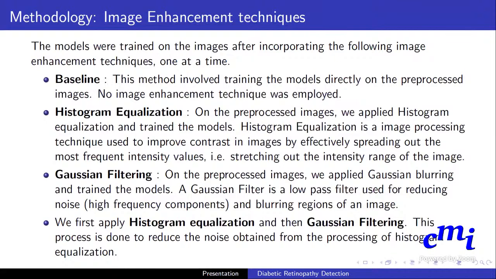Then we move on to histogram equalization. We apply histogram equalization on the pre-processed images. Histogram equalization is an image processing technique that is used to adjust the contrast of an image by using its histogram. To enhance the image's contrast, it spreads out the most frequent pixel intensity values or stretches out the intensity range of the image.